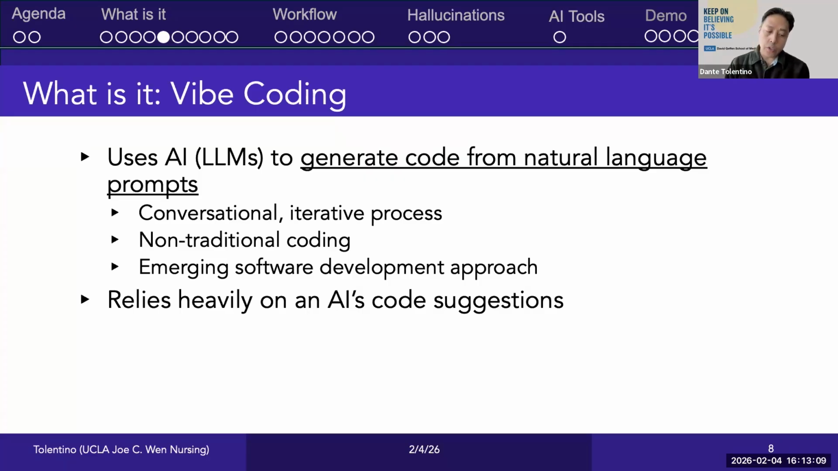So vibe coding is used a lot in software development. Think about the computer engineers who are building websites or apps. Instead of them writing the code, they use AI to generate a lot of this code. So it relies heavily on AI code suggestion, with many of these large language models having used a corpus of data from the internet as their training data. So it's very good at generating a lot of this code.